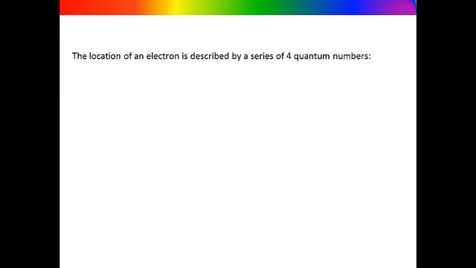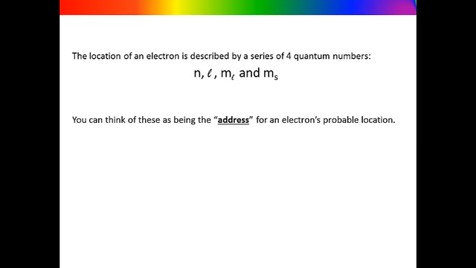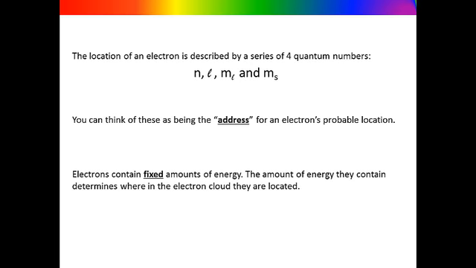The location of an electron is described by a series of 4 quantum numbers: n, l, m sub l, and m sub s. You can think of these as being the address for an electron's probable location. Electrons contain fixed amounts of energy. The amount of energy they contain determines where in the electron cloud they are located. The more energy an electron has, the farther away from the nucleus it can be.